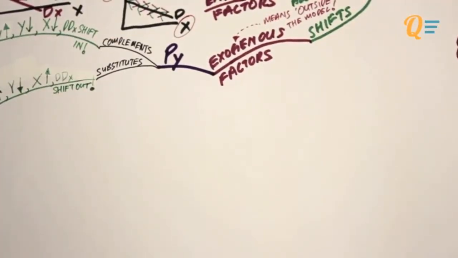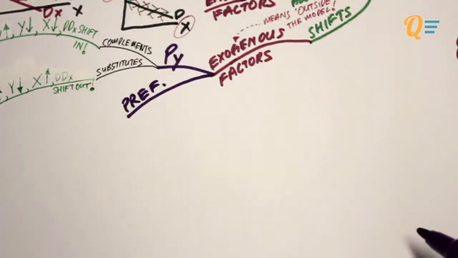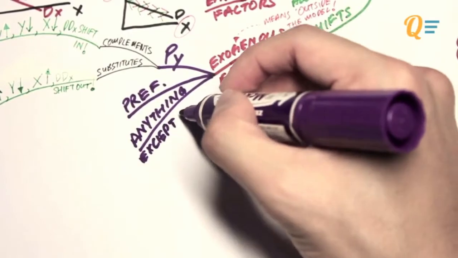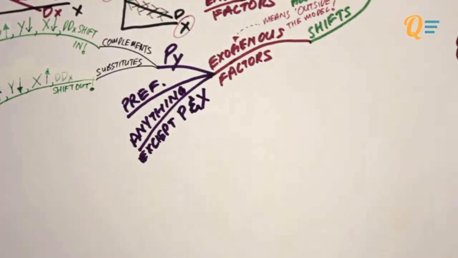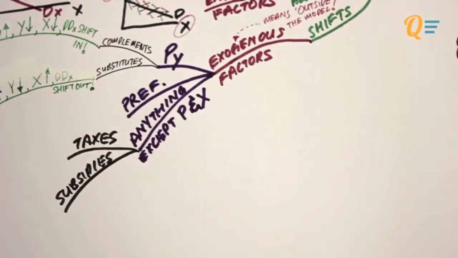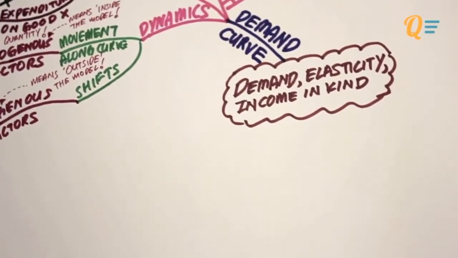One of the other exogenous factors could be user preferences. Maybe individuals just don't like X anymore, or maybe they might like more of X. And of course, anything that is not the price of X affects the quantity demanded for X. Well, I can think of a few. One could be taxes or subsidies. And even a change in nominal income could be an exogenous factor as well.